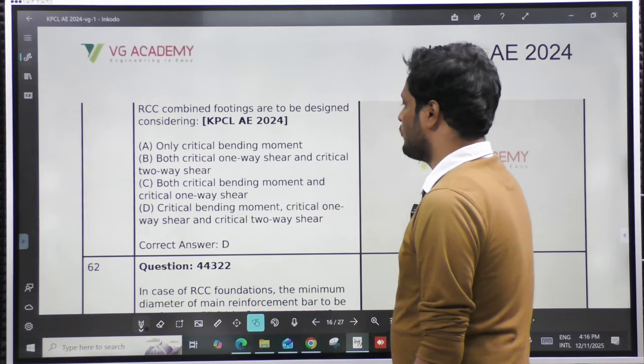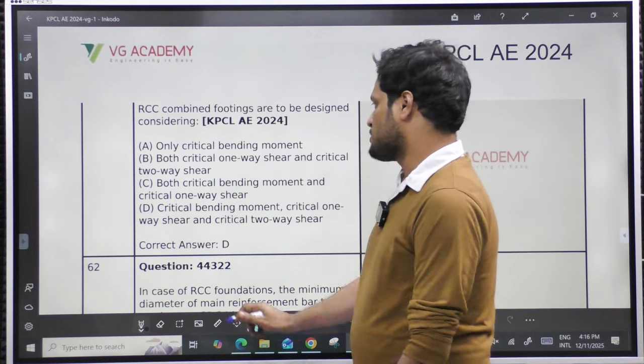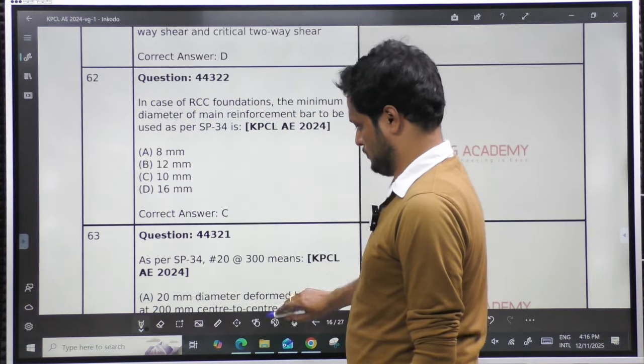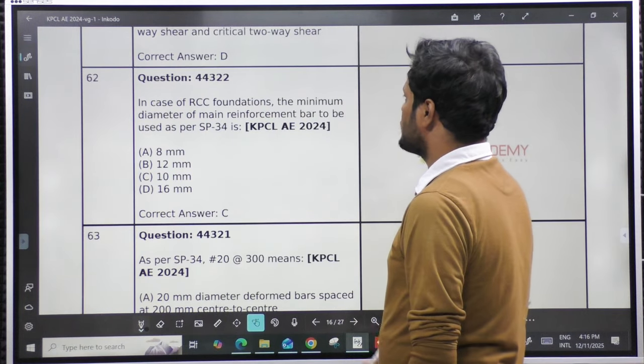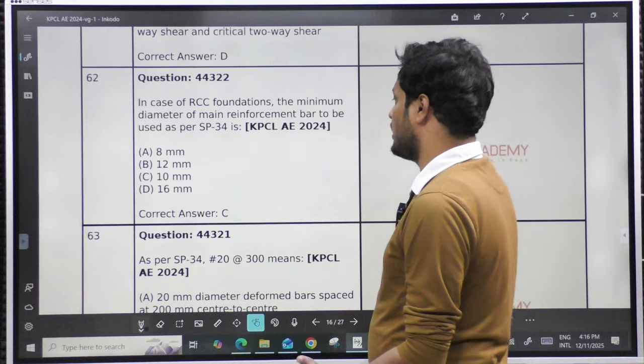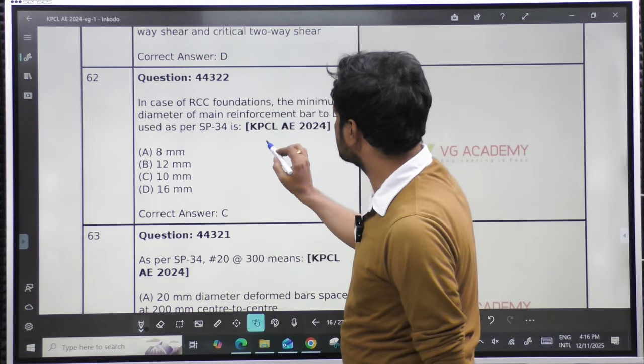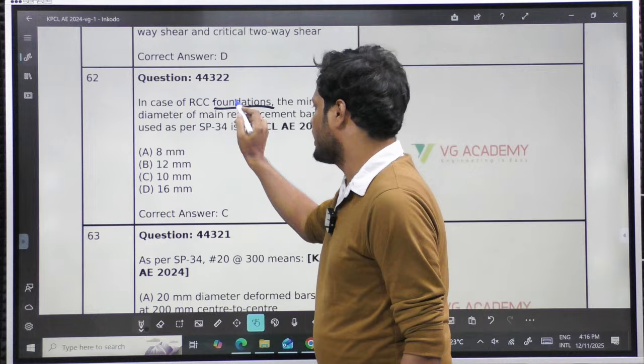In RCC, combined footings are to be designed for bending, one-way shear and two-way shear. In case of RCC foundation, the minimum diameter of the main reinforcement for footings for foundation is 10 mm.